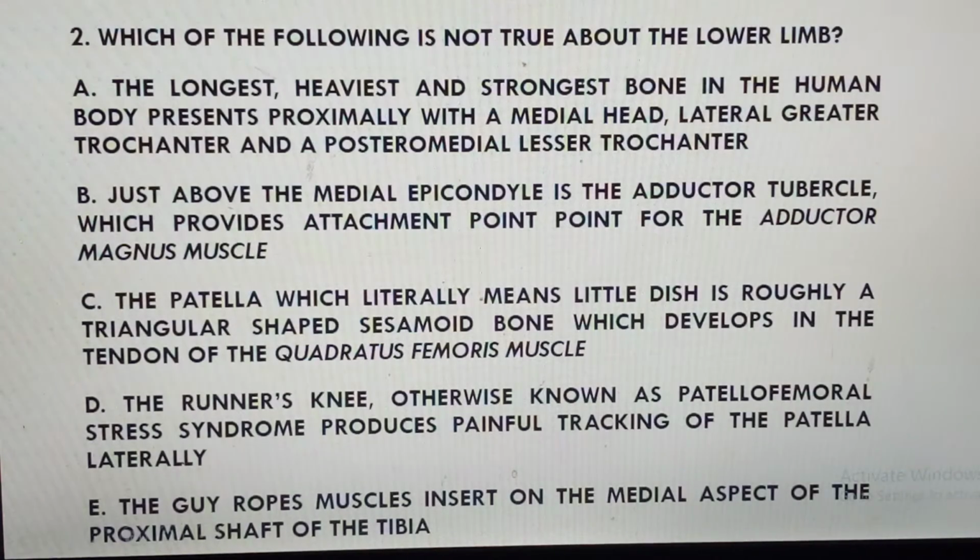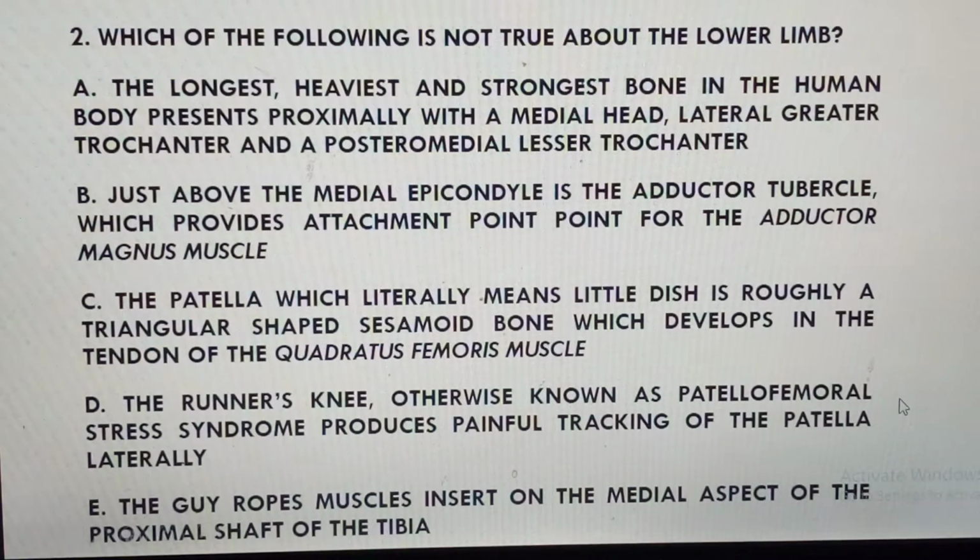Sorry, over here it says in the tendon of the quadratus femoris muscle. Now, this is a wrong statement. It is not quadratus femoris. It is quadriceps femoris, not quadratus femoris. Quadratus femoris is a deep muscle which you find in the gluteal region. It is not going to be this one, so I'm going to justify it for you.